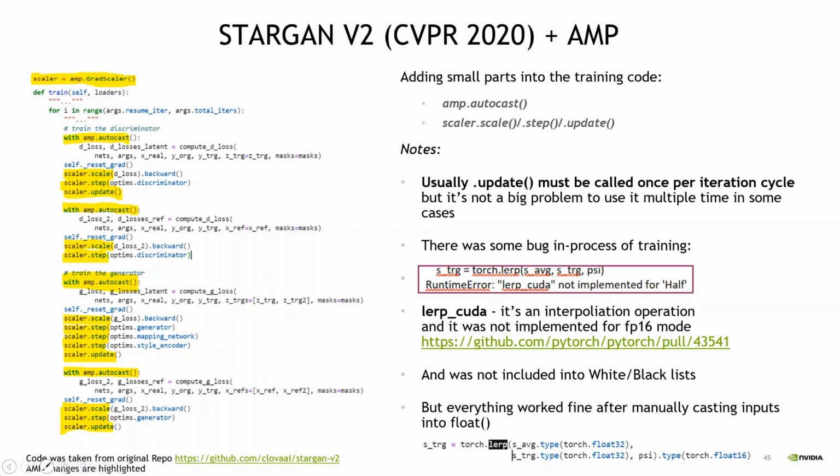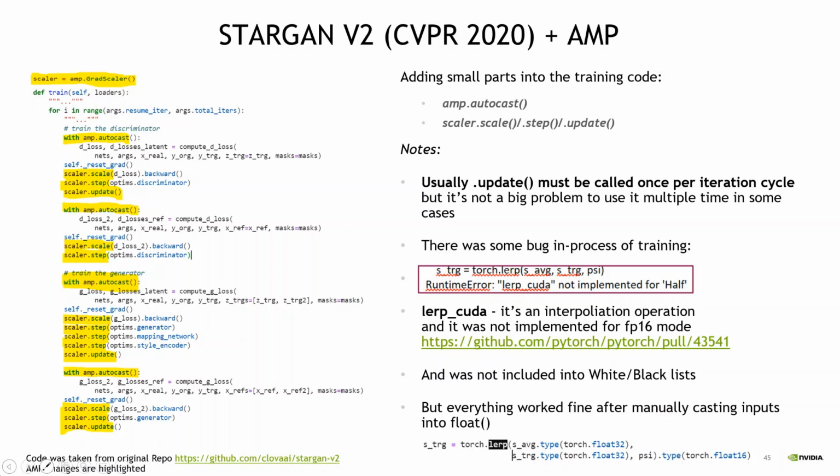One more thing, when I started to train, an error occurred. The text of the error was: lerp CUDA is not implemented for half. Here it is, and lerp CUDA is an interpolation operation, and it was not implemented for FP16 mode. And what's more important, it was not included in the white or black lists of operations. That's why we hit this bug.